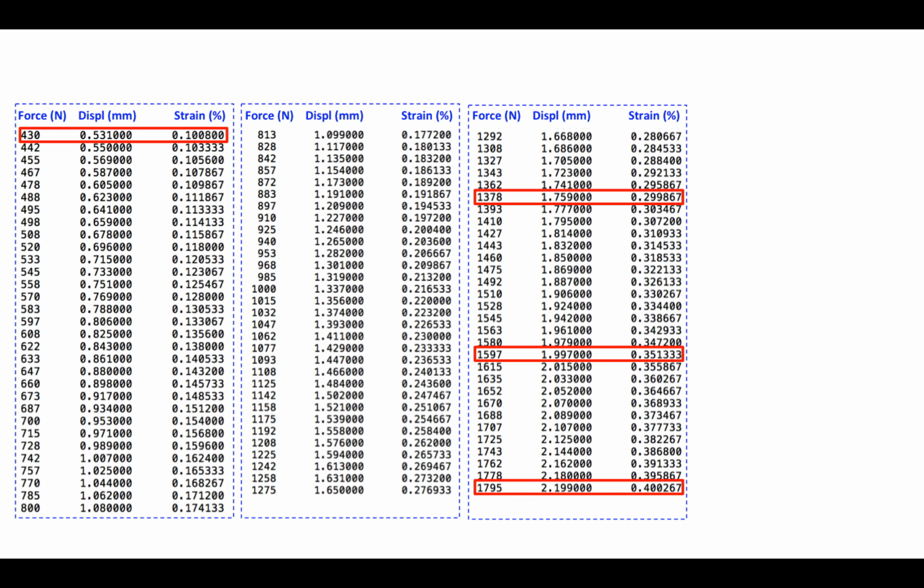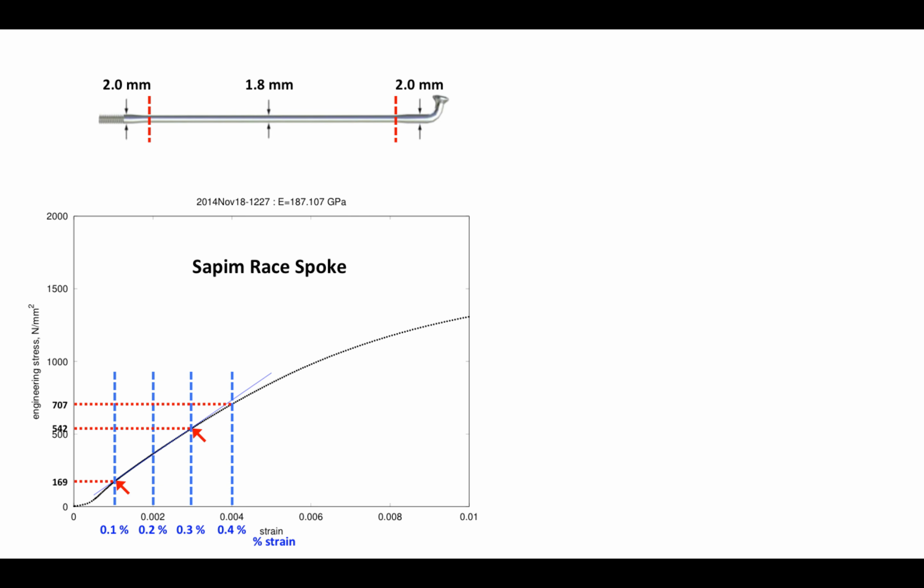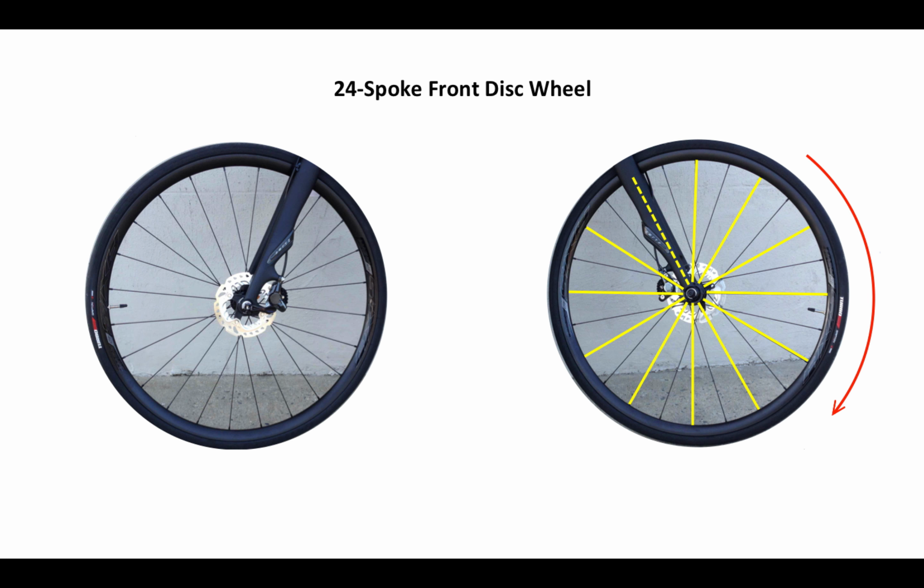At 1,795 newtons, we're at 0.4%. At that 0.4% strain and the accompanying stress of 707 newtons per square millimeter, we have to start thinking about irreversible changes in the composition of the spoke.